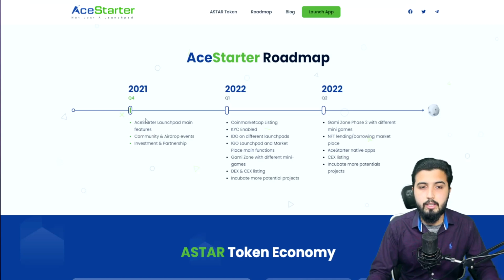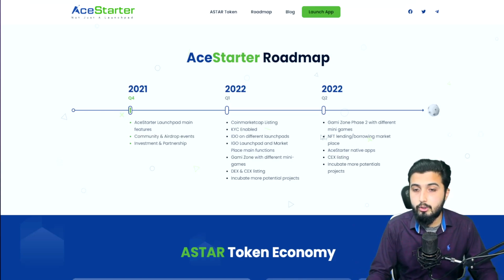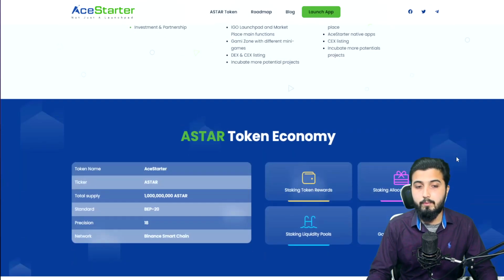So now quarter 4 of this is past. So in the quarter 2, coin market cap listing, KYC enabled, IDO on different launchpads, IGO launchpad and marketplace, main functions, and GameFi zone with different mini games and decentralized exchanges, centralized exchange listings, incubate more potential projects. And then in the quarter 2, GameFi zone phase 2 with different mini games, NFT lending, borrowing marketplace, ACESTARTER native apps, centralized exchange listings, incubate more potential projects. And of course, they will be renewing this further.